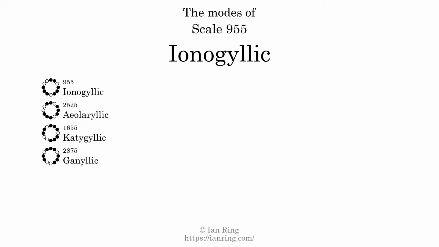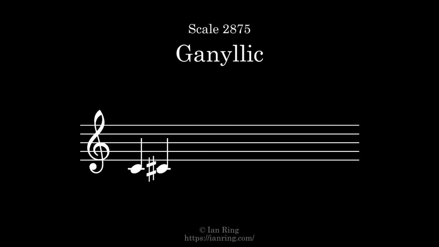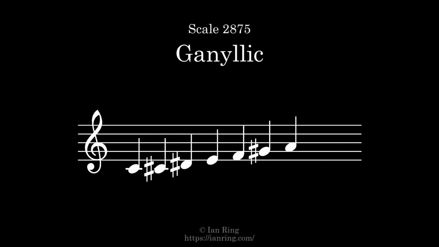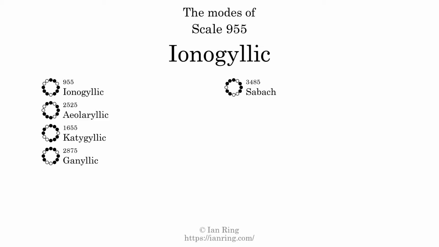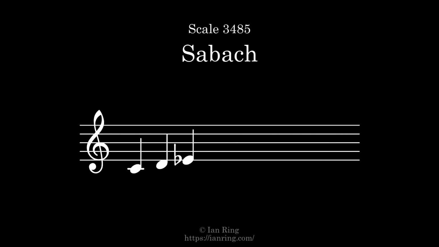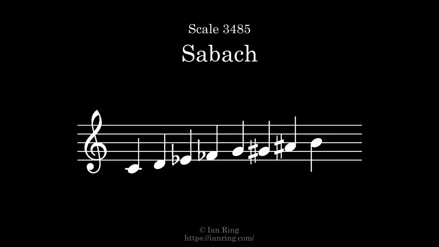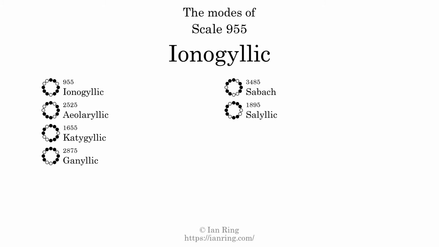The fourth mode is scale 2875, also known as Ionogyllic. It sounds like this. The fifth mode is scale 3485, also known as Sabach. It sounds like this. The sixth mode is scale 1895, also known as Ionogyllic. It sounds like this.